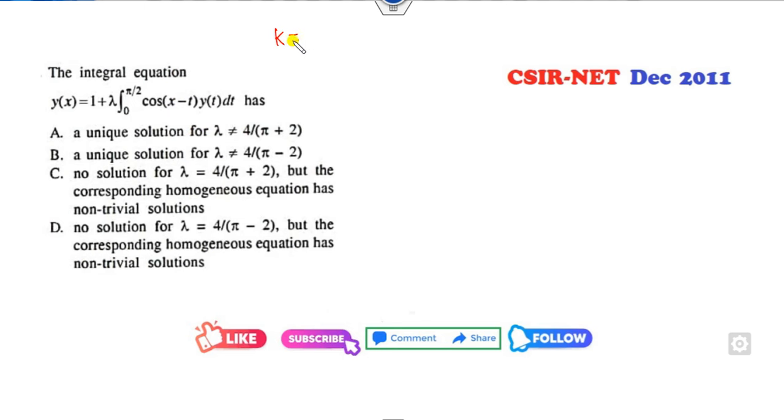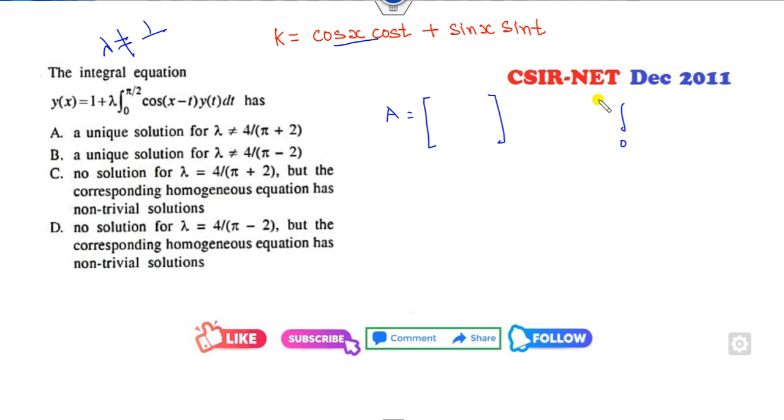What is the kernel? Cos x cos t plus sin x sin t. Remember that in this case, lambda is not equal to 1 over, the reciprocal, because it is not a positive sign. It's negative. If it is positive, then you can write it as 1 over half of this. Anyhow, can you write the matrix A? It's very simple. Again, by using the orthogonal property, this is the cos square. What is the integration of cos square x from 0 to pi by 2?